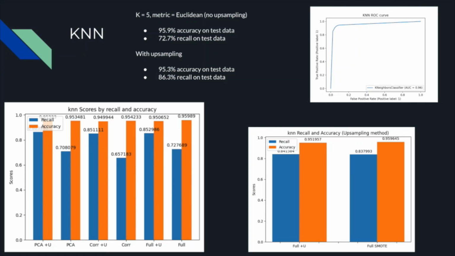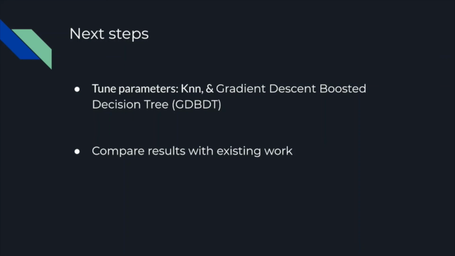And for our next steps, we want to tune our parameters for K and N and perform cross-validation on our results for K and N. And we want to tune parameters for gradient boosted decision trees, which we did not have enough time to tune, and compare the results across the models in our final report with existing work.